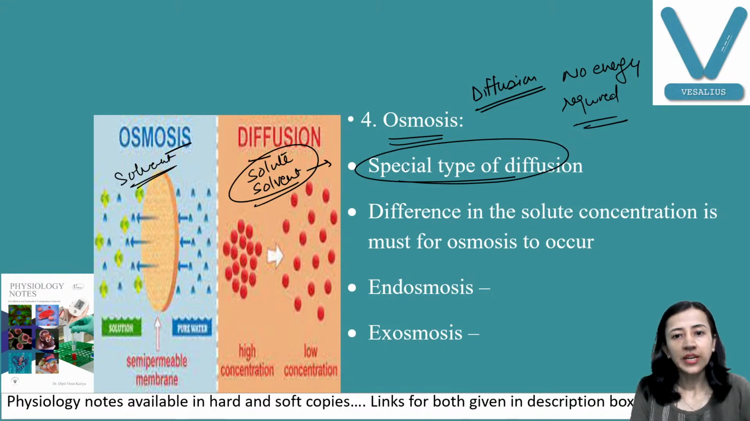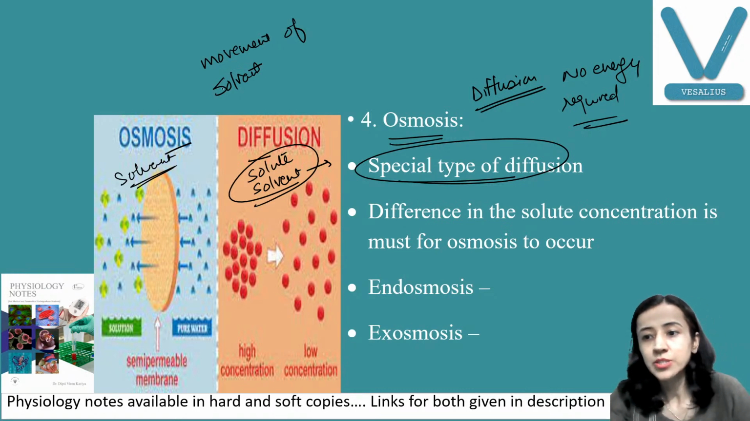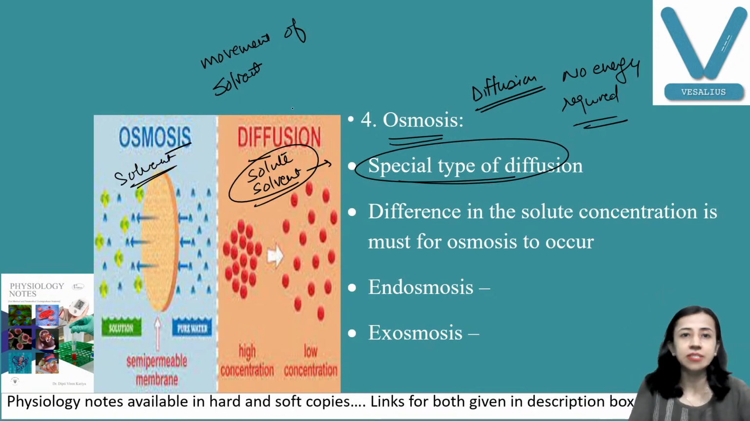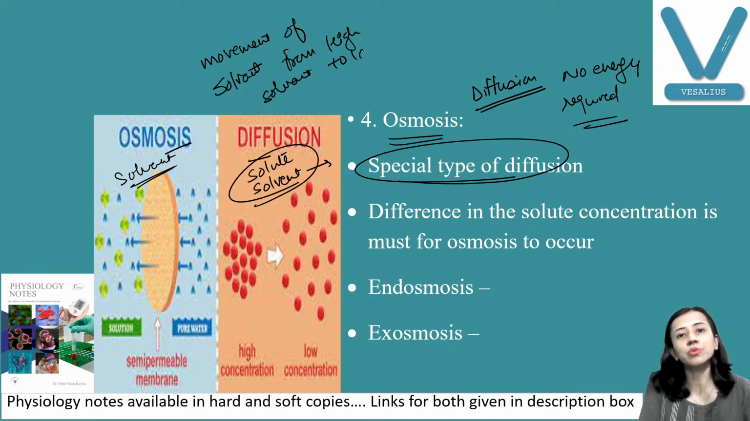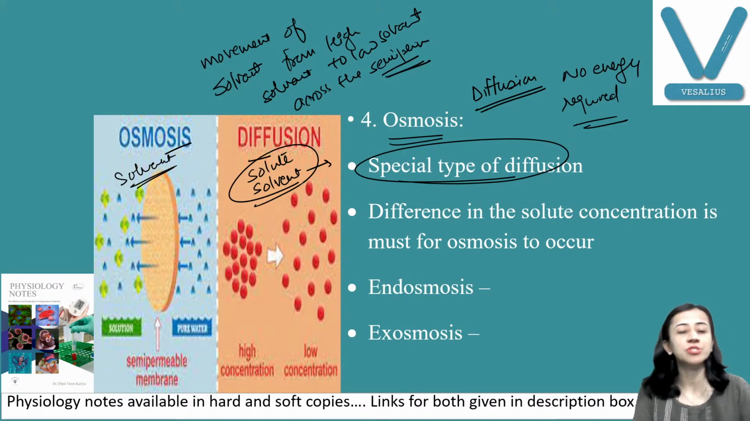In osmosis, what happens? Movement of, you can also write down, movement of, very important thing, solvent, only solvent, not solute. Okay, so passive movement of solvent from high solvent to low solvent across the semi permeable membrane. Very important word here, semi permeable. Why semi permeable? Because it is permeable to solvent, not to the solute. Fine. So this is osmosis.